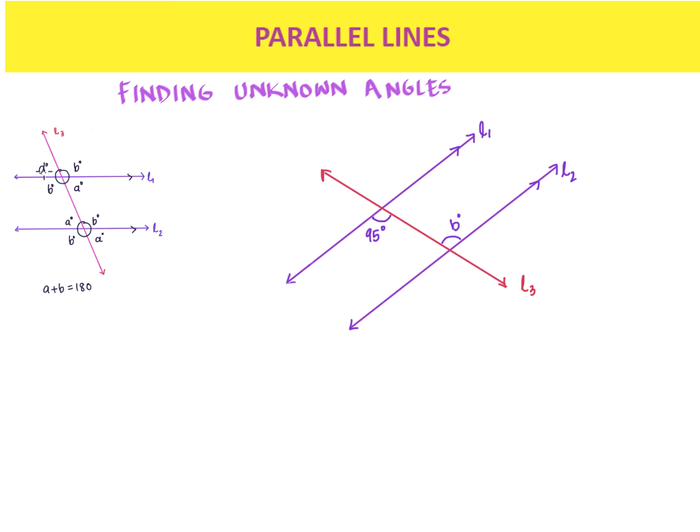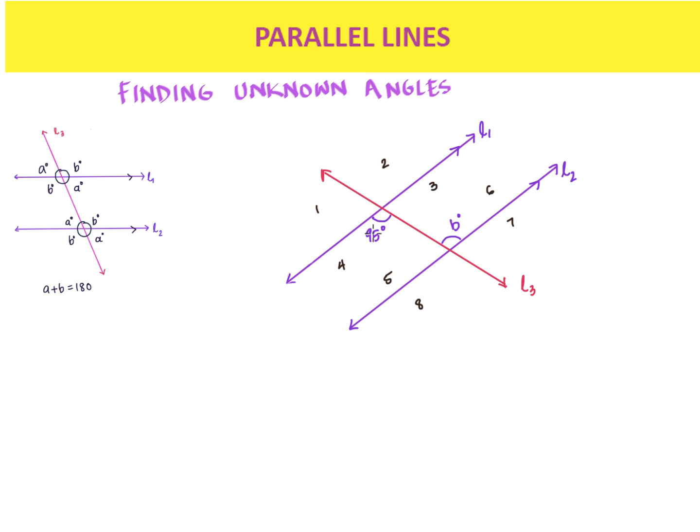Now let's look at another example. Again, we have two parallel lines and a transversal, and we are given that this is 95 degrees and we have to figure out how much B is. So before we get started, let's just number our angles. So let's call this 1, 2, 3, and 4, and then 5, 6, 7, and 8. Now let's see what we can do.